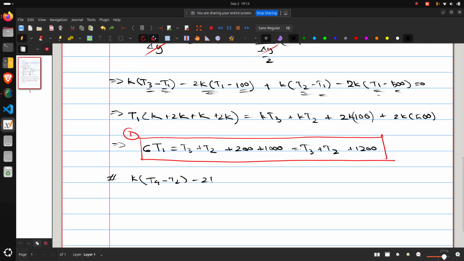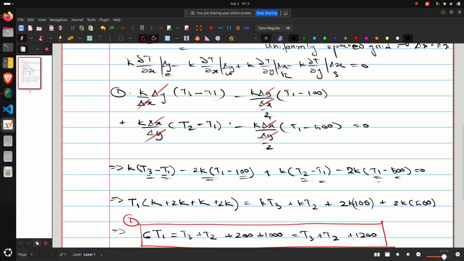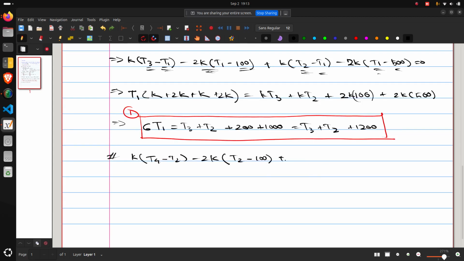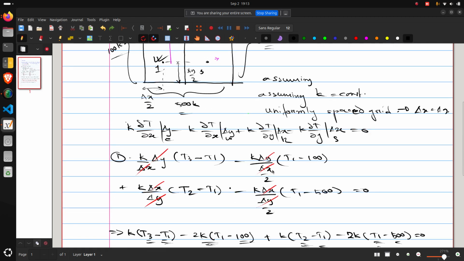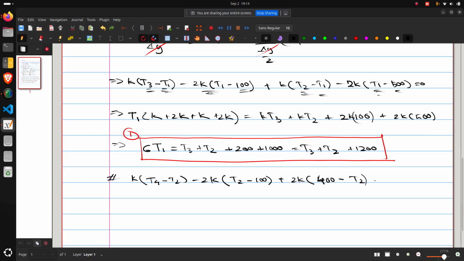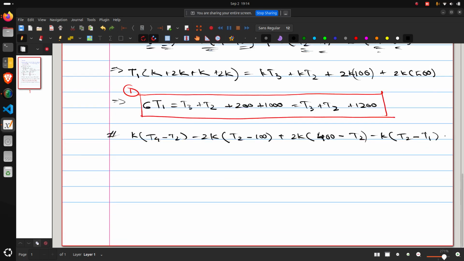The west neighbor will be 2k(t2 minus 100), it's 100 degrees Celsius, 100 Kelvin, and the top is 400. This is for the north, so 2k(400 minus t2). And finally the south face, we will have k times (t2 minus t1). Okay, so we finally have this form.